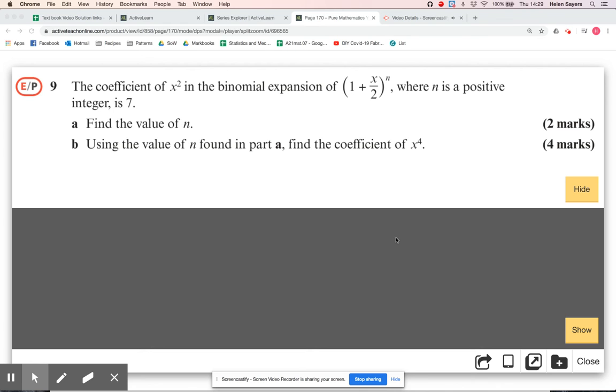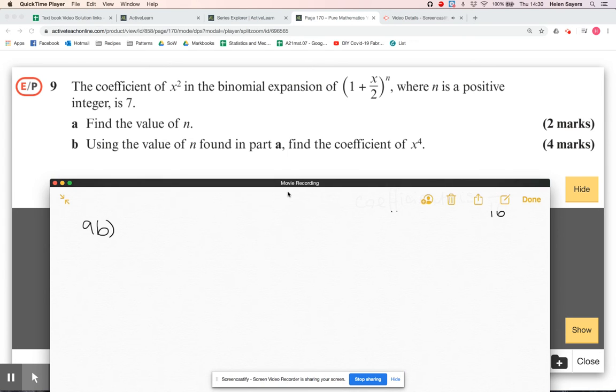Looking at exercise 8, review of mixed exercise 8 from the first year core textbook. We're on to 9b. I'm just doing this as a separate video because I made a very silly mistake when I was doing part A. Okay, so we've got n is 8 from part A.